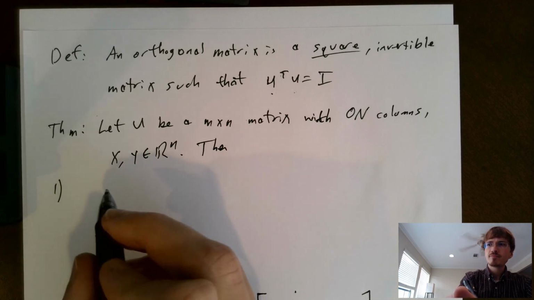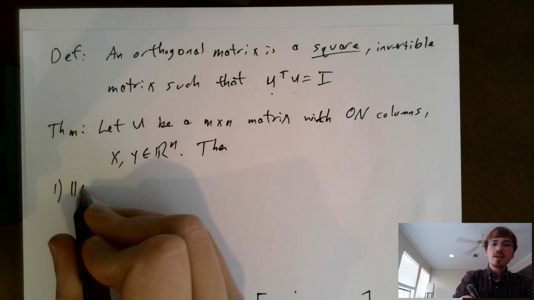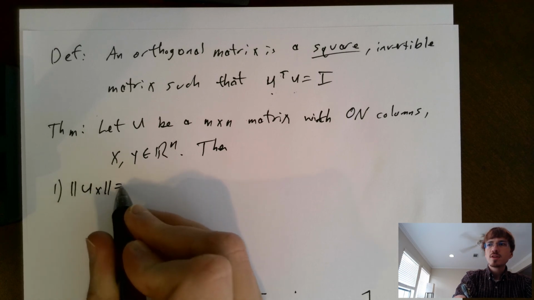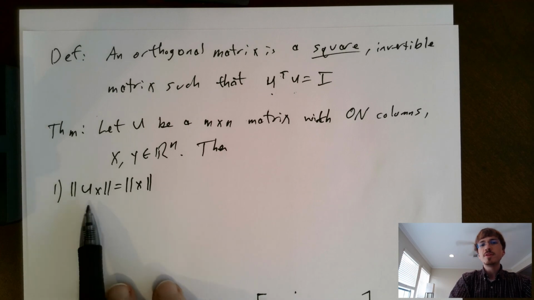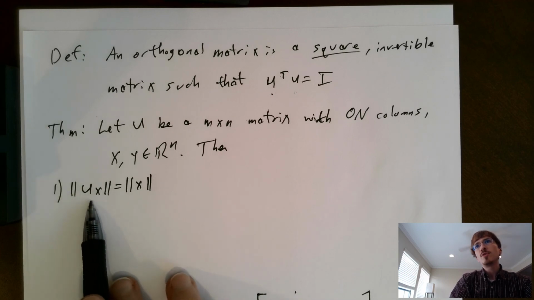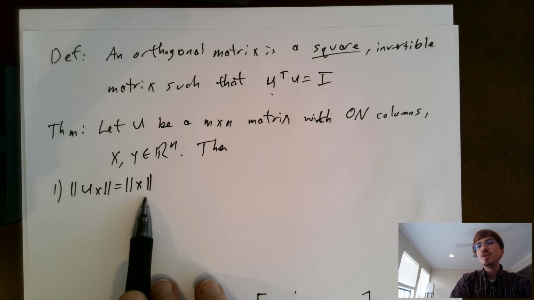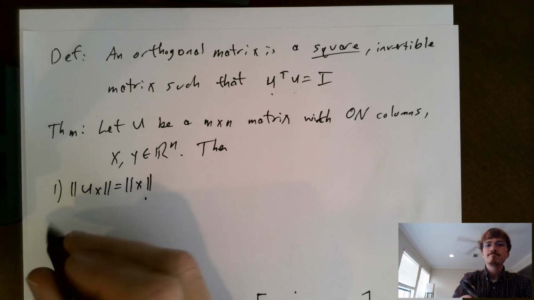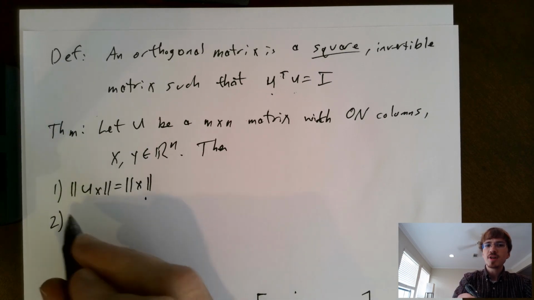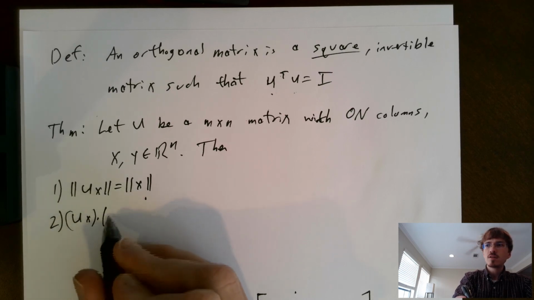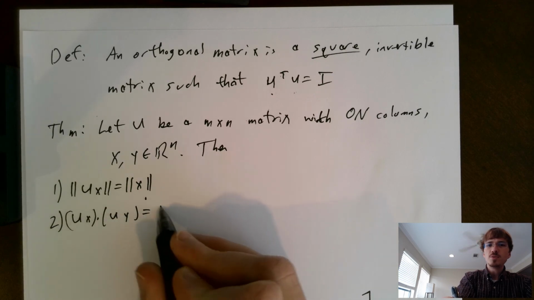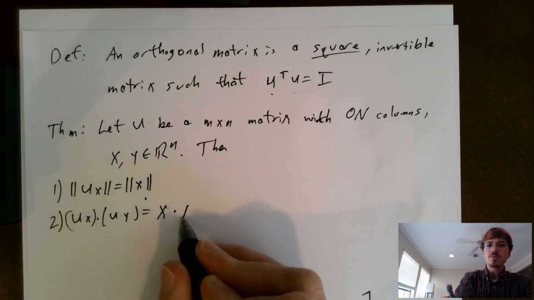1. The length of Ux is equal to the length of x. What does this mean? If you take a matrix with orthonormal columns and you multiply it by a vector, you do not change its length. So all that it could potentially do is rotate and things, but you don't change the length. It's called isometric. 2. Ux dot Uy is equal to x dot y.